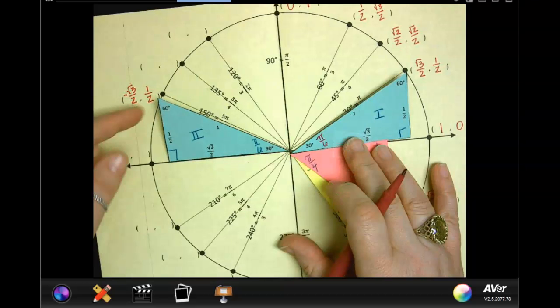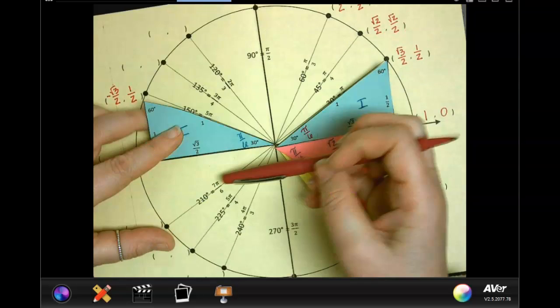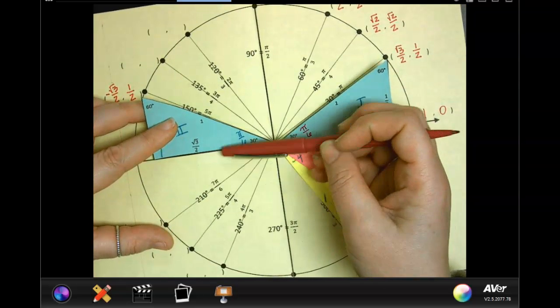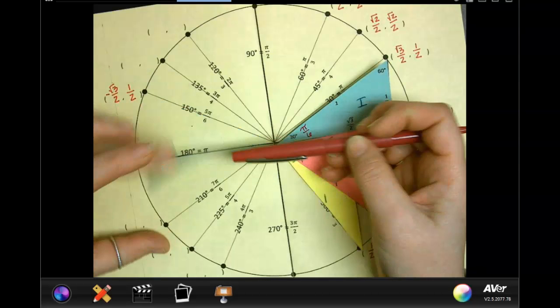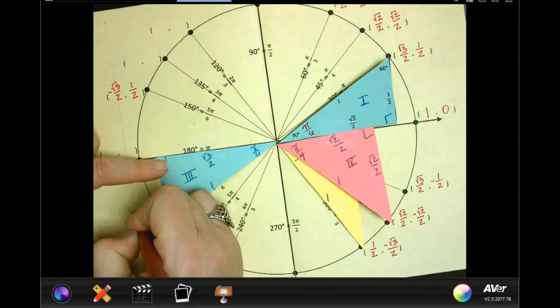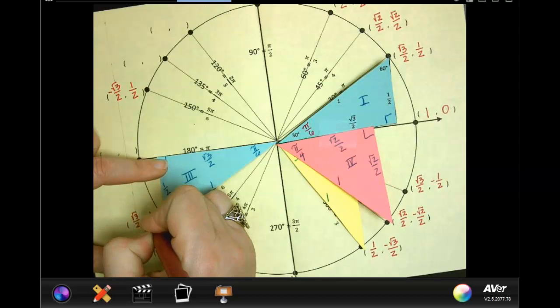Then when I reflect it down to 7 pi 6, where my reference angle for 7 pi 6 would be pi 6, right? And then the ordered pairs are the same. Square root of 3 over 2 and 1/2. Which one's negative? Both of them, because we are in quadrant 3.